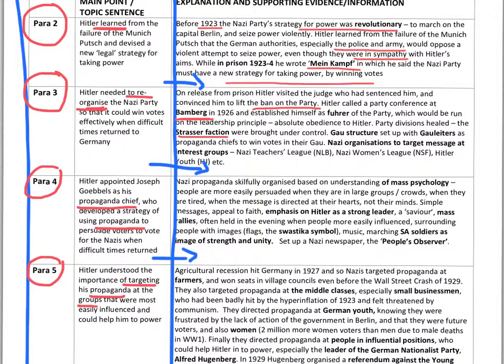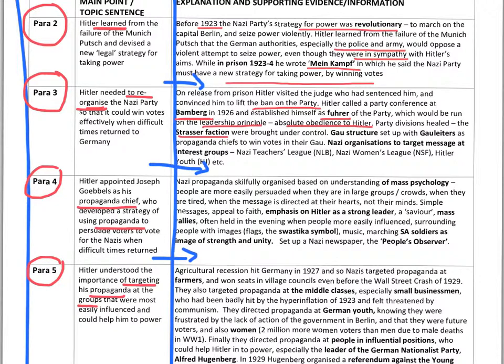And he established what we call the leadership principle, the Führer principle. Okay, he was the Führer, absolute obedience to Hitler. The party would not be run by committee, there would be no democracy, it would be absolute obedience to Hitler, who would run it very, very tightly from above. Now, what that basically meant is the party was very, very effective. Decisions were made extremely quickly because there was no discussion at any level.